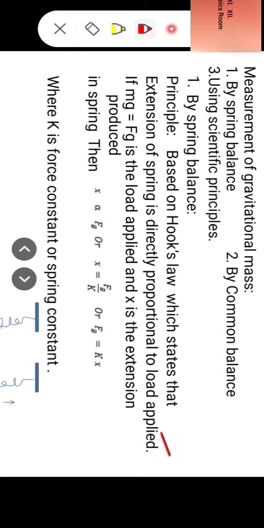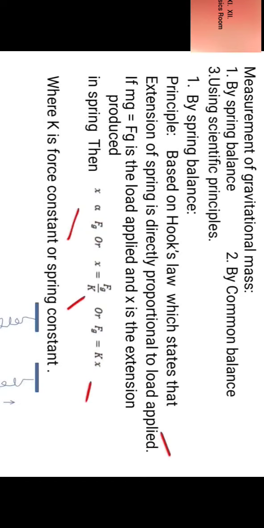then x is proportional to Fg, or x is equal to Fg by k, or Fg is equal to minus kx, where k is the force constant or spring constant. Why have I said minus kx? Minus is for the restoring force, which is developed in the spring after the load is applied, in the reverse direction. So for that we put minus always. Here we are not putting minus. In the coming steps, we will put minus. Let us see how it goes.